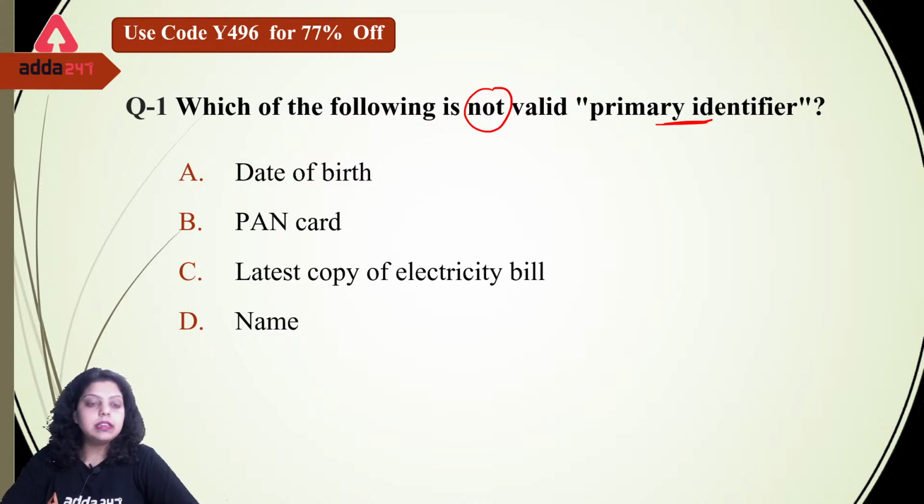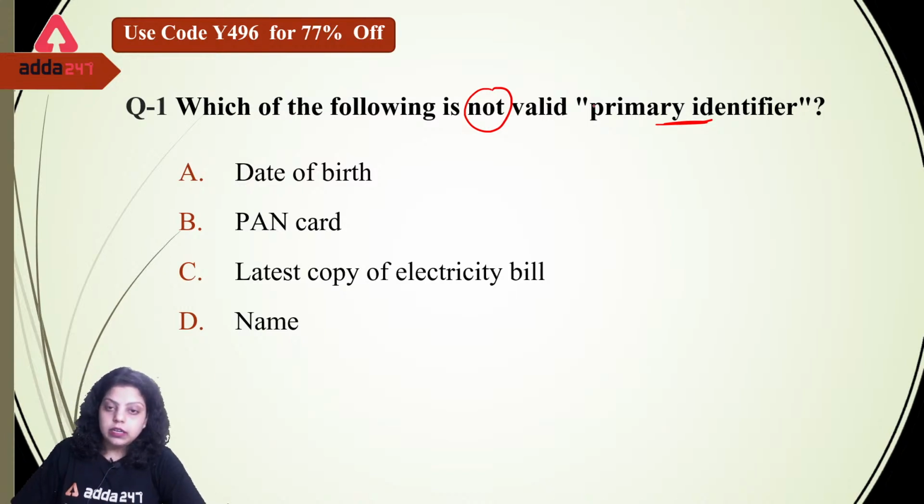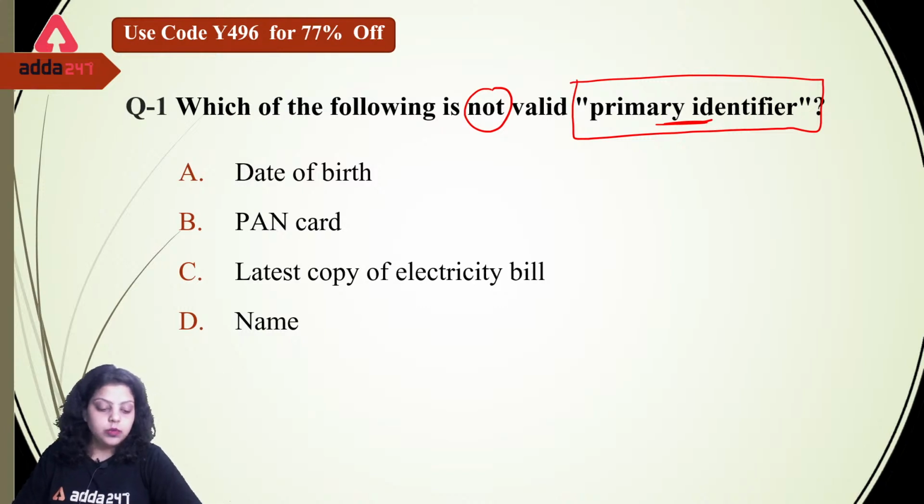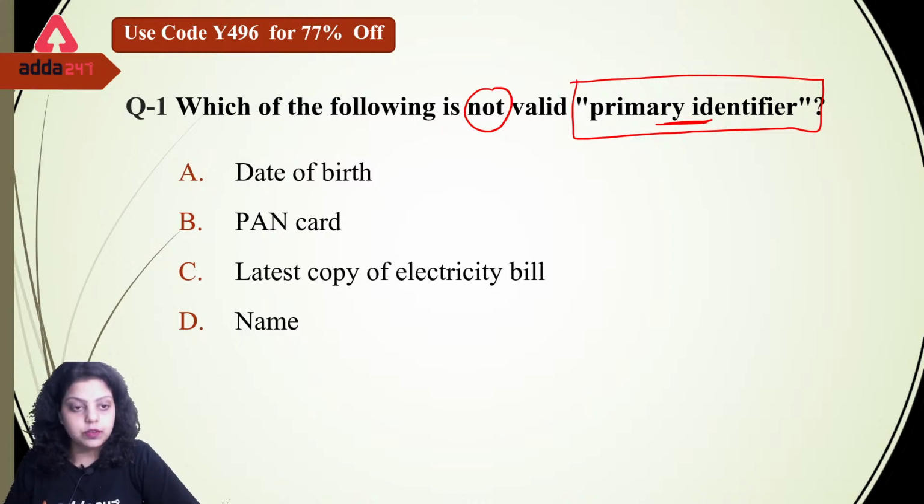Is it a date of birth? Is it a PAN card? Is it a name? Is it a latest copy of electricity bill? Which of the following is true? Which is not a valid primary identifier? Now do focus on the keywords. It is asking about the primary identifier. So which of the following is not a primary identifier of A, B, C or D?